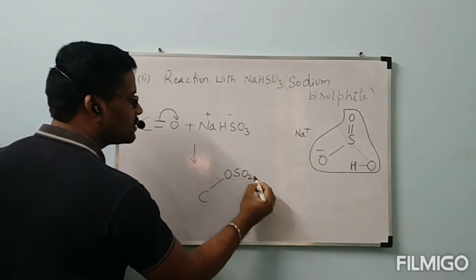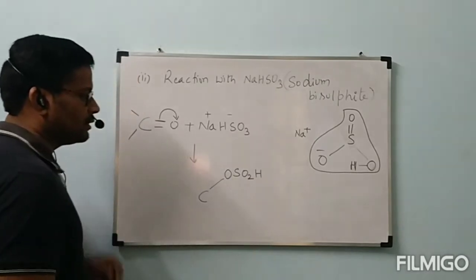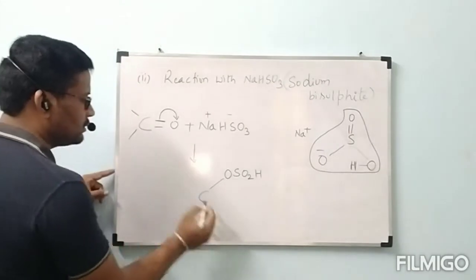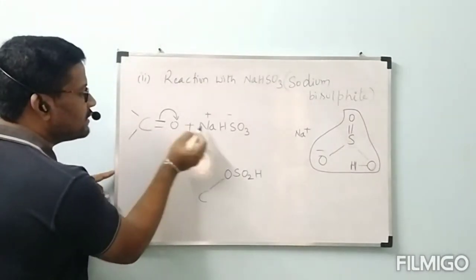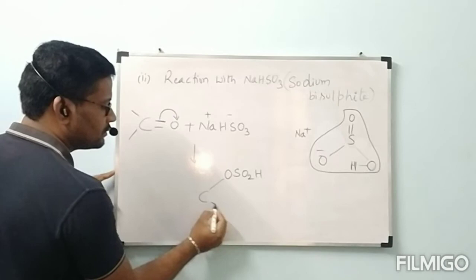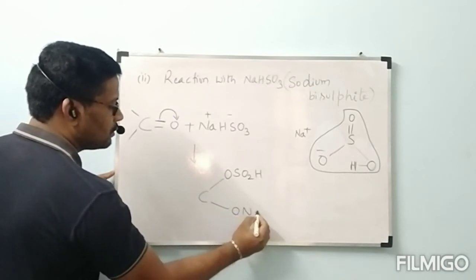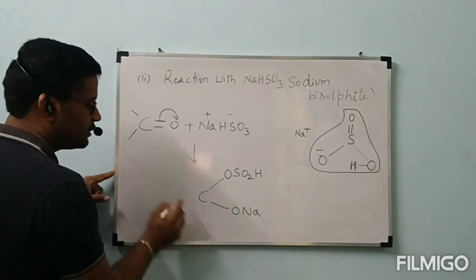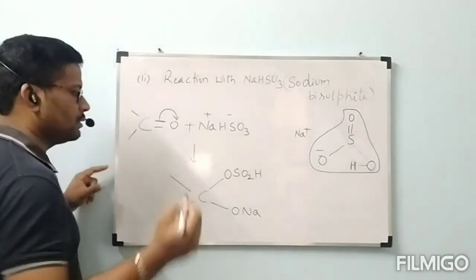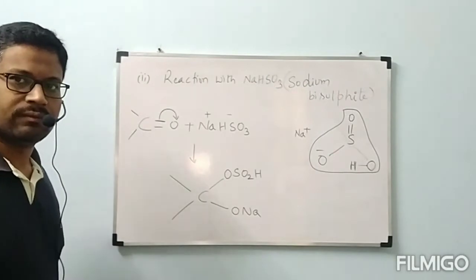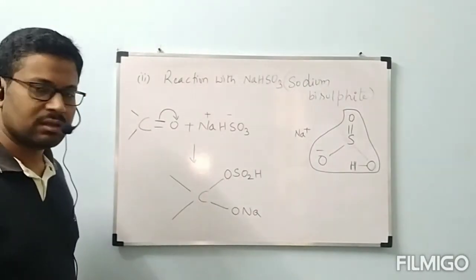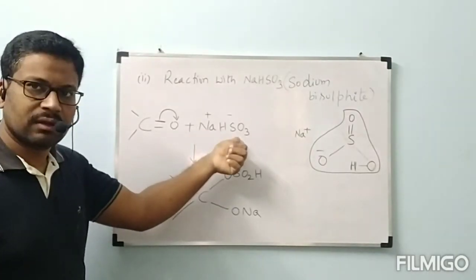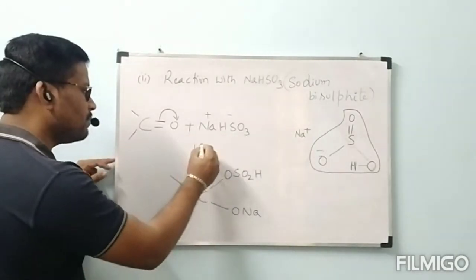So, O, SO2H, OSO2H. Next, this O minus will attack Na plus to form ONa. This is the compound. Once again, C double bond O is going to react with NaHSO3. This is a reversible reaction.